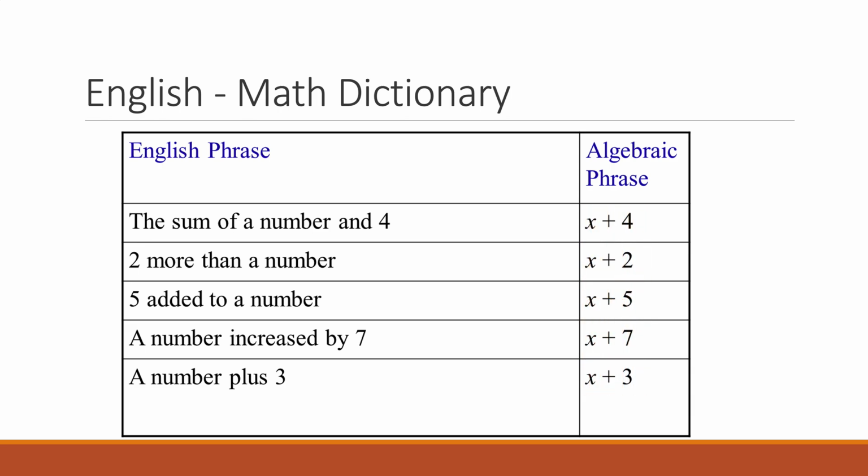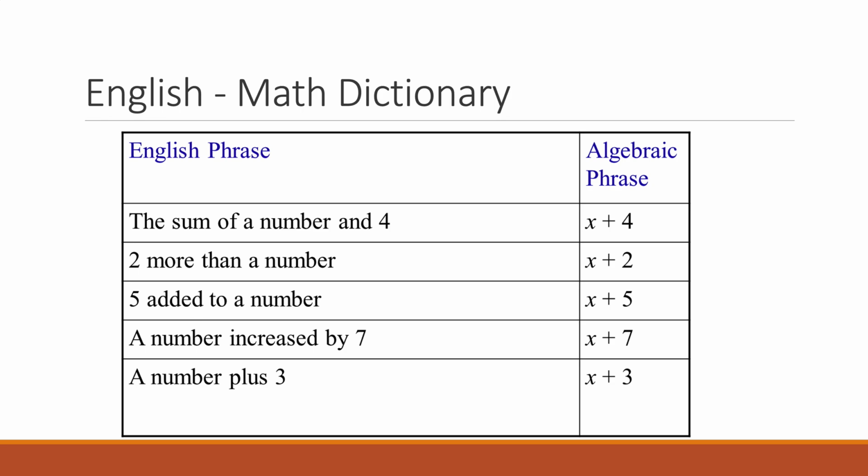Okay, there's your first answers. The sum of a number and 4, x plus 4. Sum means add. 2 more than a number. Don't forget, more than, less than. Last shall be first, first shall be last. x plus 2. The 2 at the end goes to the beginning, and the number goes to the end.